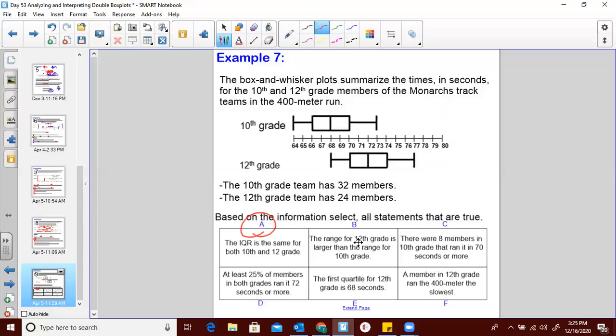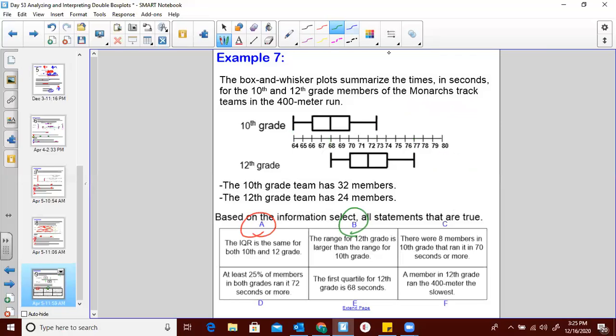All right, the range for 12th grade is larger than the range for 10th grade. Well, let's look at range. So we have 73 for 10th grade and 64. 73 minus 64 is actually going to be 9. And for 12th grade, we have 77 and 68. 77 minus 68 is actually 9 as well. So B is definitely a good answer. All right, good.